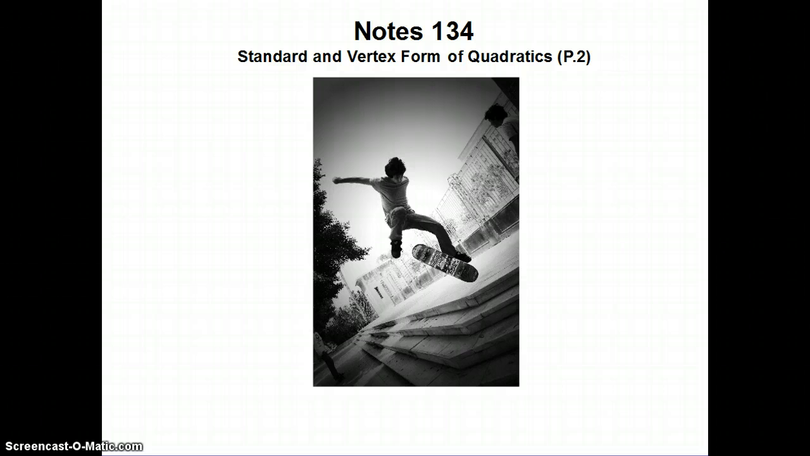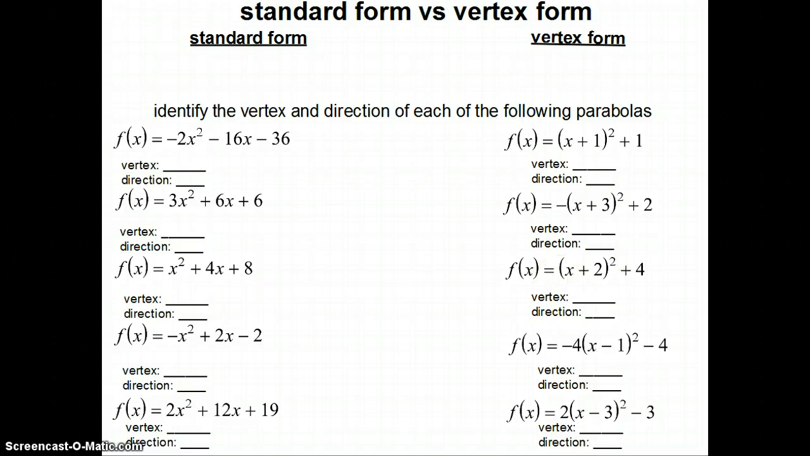Today we're going to go ahead and go into our second lesson on standard and vertex form of quadratics. First, we'll recall real quick what we talked about in our previous lesson about standard form and vertex form of quadratics. Please remember standard form is in the form ax squared plus bx plus c, and we find our vertex by setting x equal to negative b over 2a.